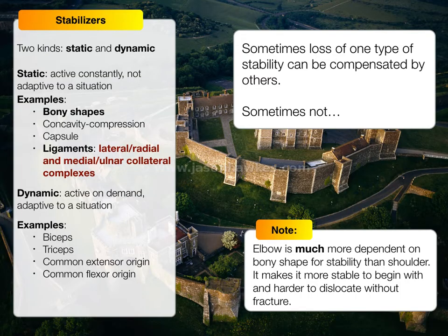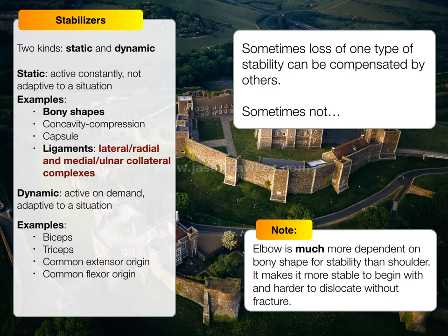So let's talk about stability. The elbow is defended a little bit like a medieval castle. There's walls, and lots of walls. As with the shoulder, there are static and dynamic stabilizers. Unlike the shoulder, the bony shape of the elbow plays a much greater role in static stability.